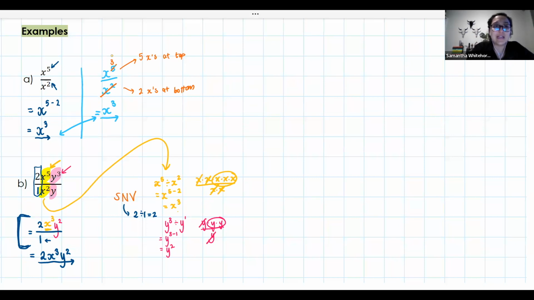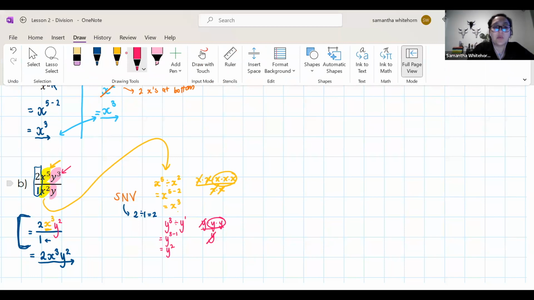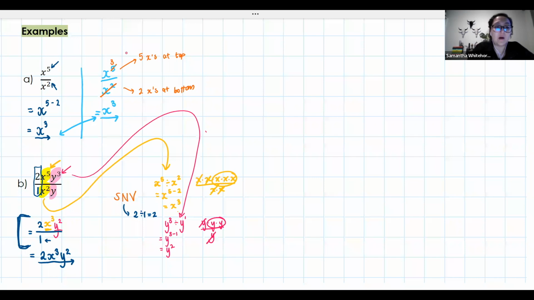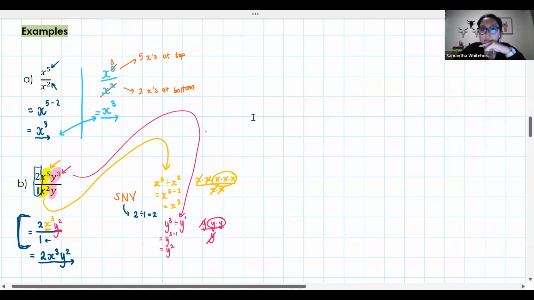And then I do exactly the same thing with the y's. I've got y cubed divided by y. I subtract my exponents because I'm dividing, and that's where I get the y squared from. And so I've simplified my entire fraction. Oh, okay, ma'am. Does that make a bit more sense? Yes, ma'am. Good.